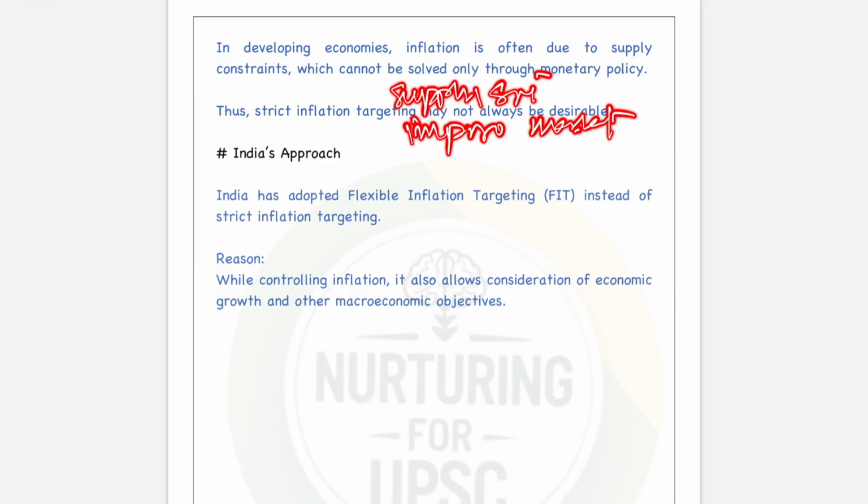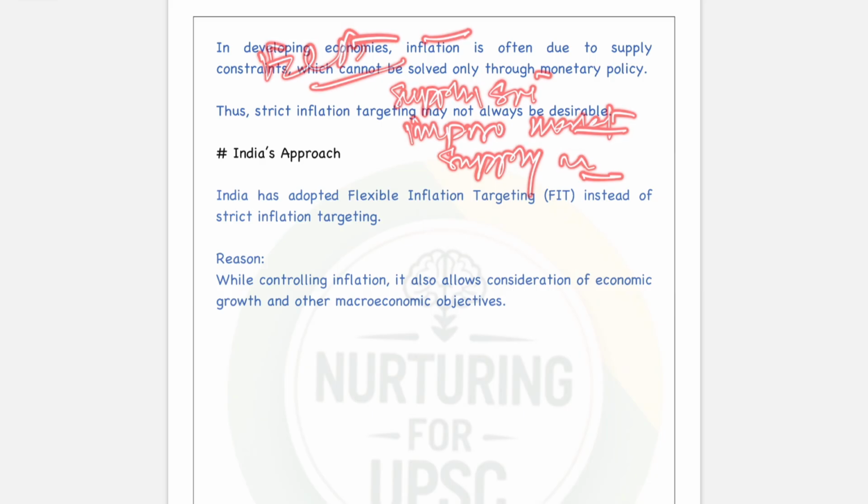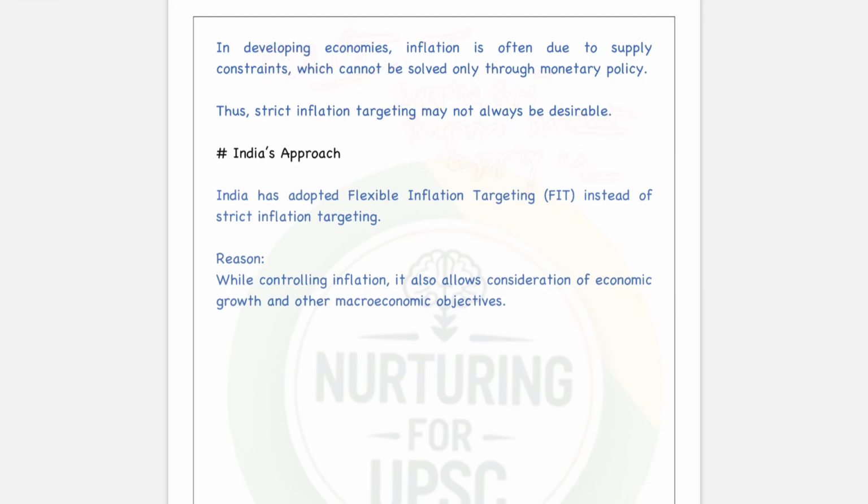You need to improve the supply chains. You need to have measures like the Essential Commodities Act to ensure that there is no hoarding, there is no profiteering by creating artificial scarcity.